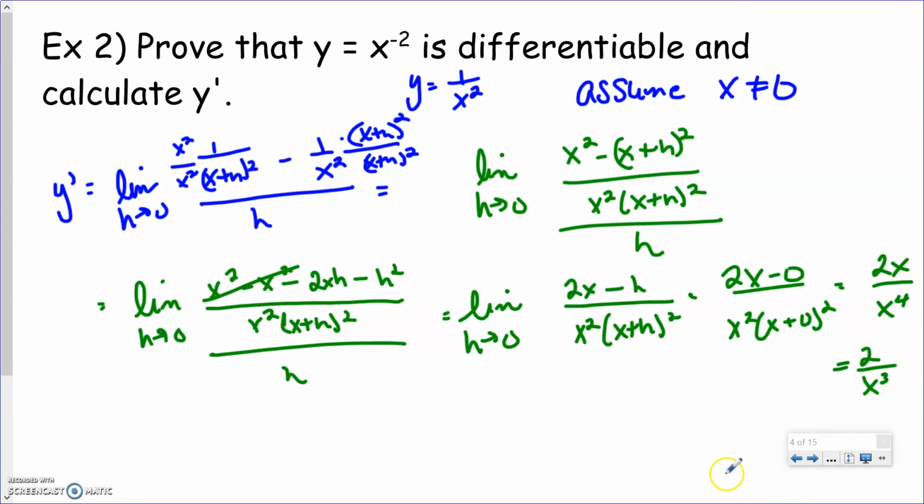So I have 2 over x to the third, and actually I messed up a sign here. I lost a negative. Sorry, negative 2 over x to the third. And so y prime equals negative 2 over x to the third, which is the same as negative 2x to the negative third, assuming x is not equal to 0.